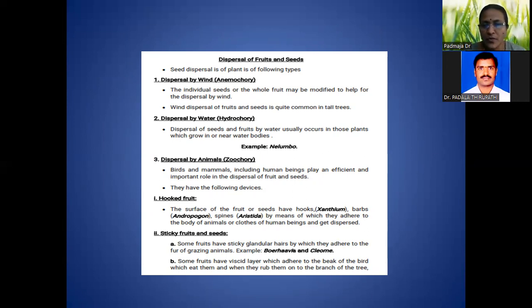If the dispersal is by the wind, by the air, it is called anemochory. If it is dispersal by the water, it is called hydrochory. And if the dispersal is by the animals, we call it zoochory. And in zoochory, we are mainly seeing the hooked fruits. Hooked fruits means sometimes the fruits are fixed to our clothes, or adhere to the animals.